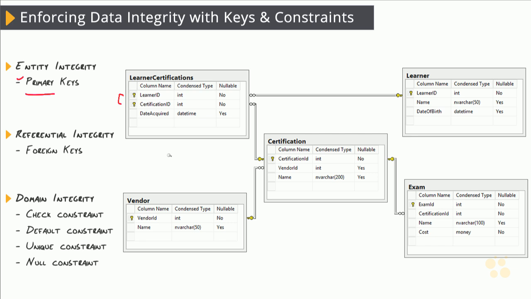But the combination of these fields makes that record unique because a learner is not going to acquire the same certification multiple times. So every table should have a primary key, a way to uniquely identify a record within a table. As we saw, that was one of the rules of normalization. To be specific, that is one of the rules of first normal form.